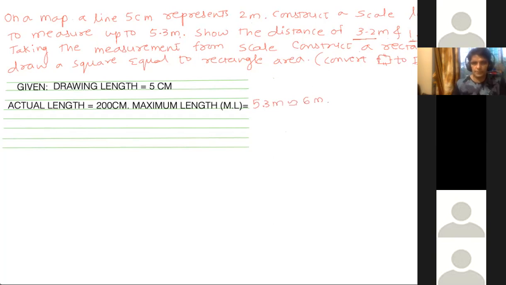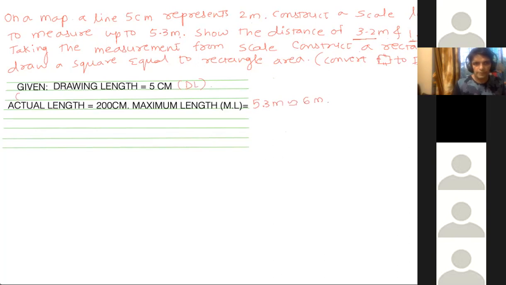Always the next higher digit. See, your drawing length is DL. Actual length's short form is AL. Now we have a formula, representative fraction, R.F.